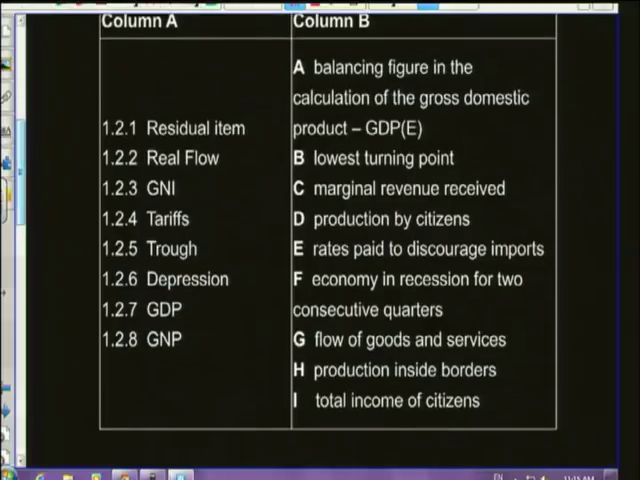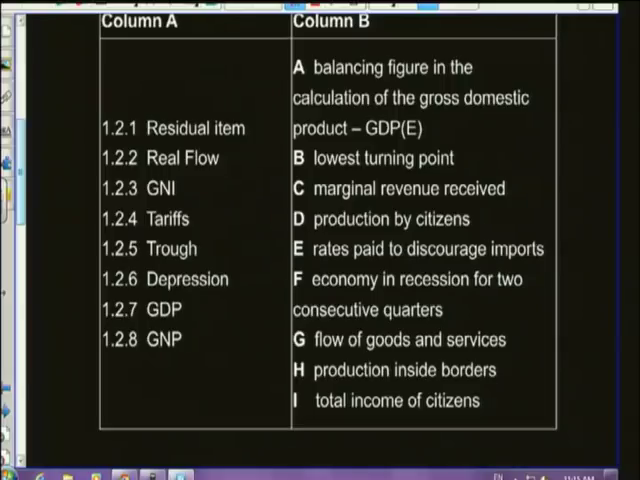When I look at the options in column B, A, balancing figure in the calculation of the gross domestic product, B, the lowest turning point, C, marginal revenue received, D, production by the citizens, E, rates paid to discourage imports, F, the economy in a recession for 2 consecutive quarters, G, the flow of goods and services, H, production inside the borders, and I, the total income of the citizens.